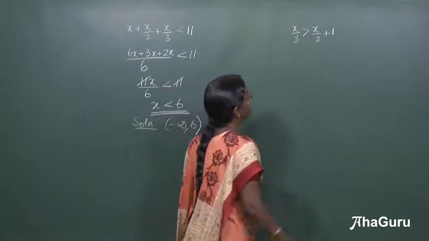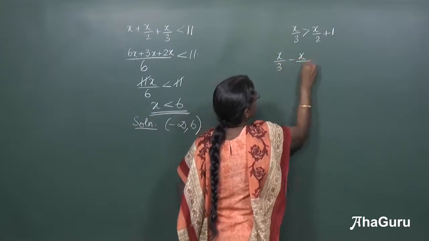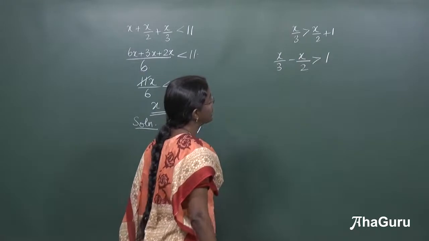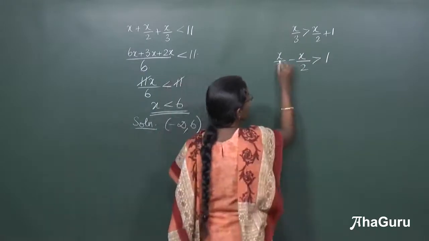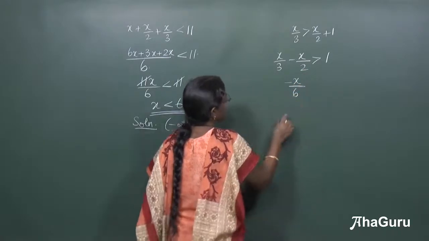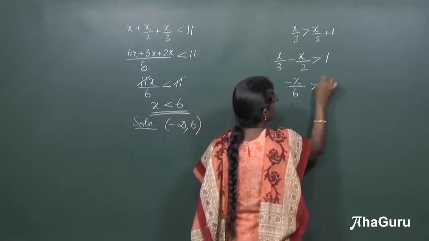We have to solve this inequality. This x by 2, I will bring it this side. x by 3 minus x by 2, you get it as greater than 1. So, what happens when you take 6 as the LCM, you get a minus x by 6, correct? It is 2x minus 3x, or minus x by 6 is greater than 1.